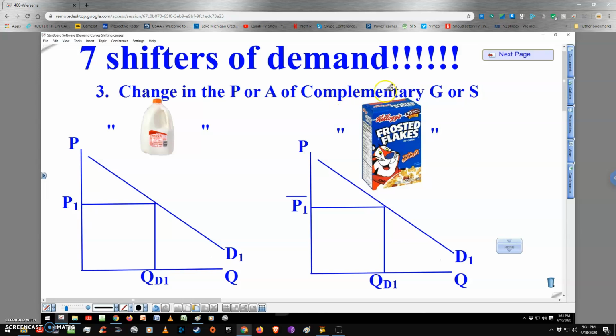Let's take a look over here now. These are complementary goods. Complementary means they go together. Like love and marriage, like a baby and carriage, or however that song goes. So a complementary, they go together. What's going to happen to the price of milk? Did you say sale? Good.